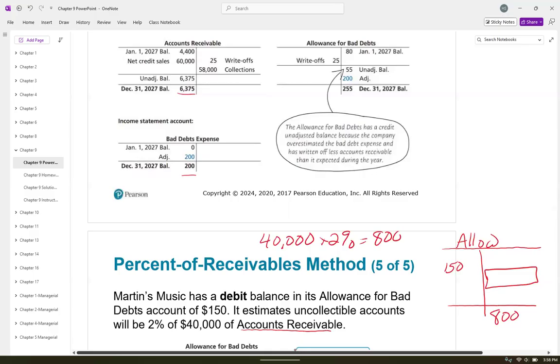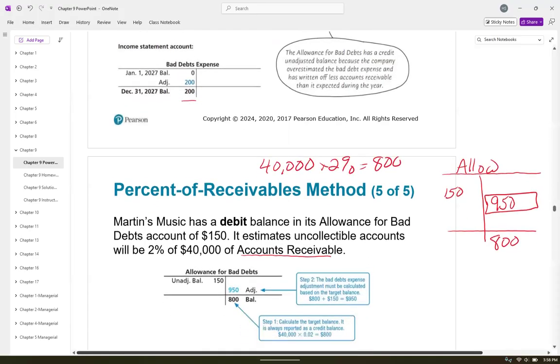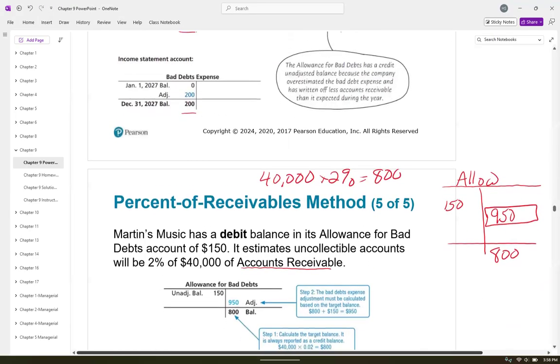A lot of people want to come in here and say, oh, 800 minus 150. That's actually not correct. We're going to add the 150. Because to get from a debit of 150 to a credit of 800, we've got to add them together. Okay. So that means our bad debt expense would be $950.